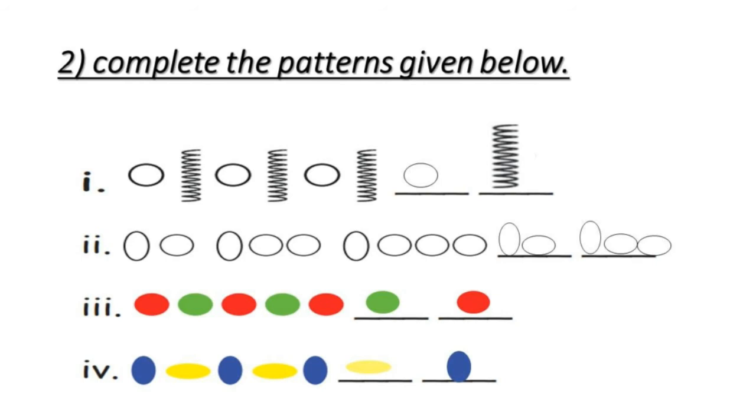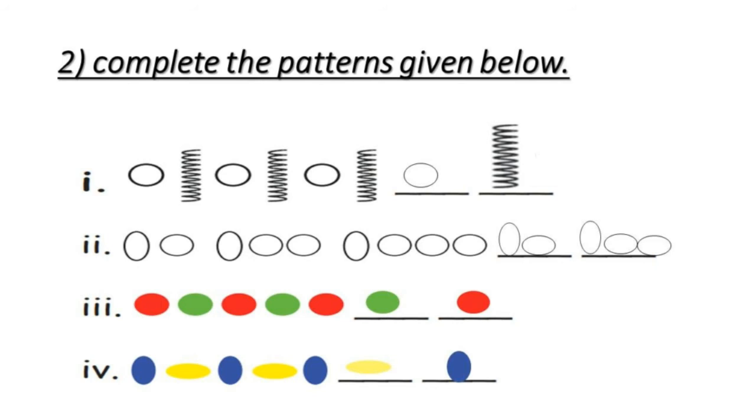Complete the patterns given below. First sum: circle, spring, circle, spring, circle, spring. What will come next? Yes, it is circle, spring.